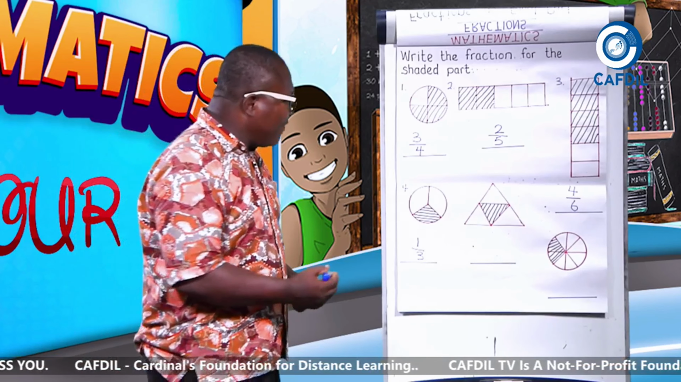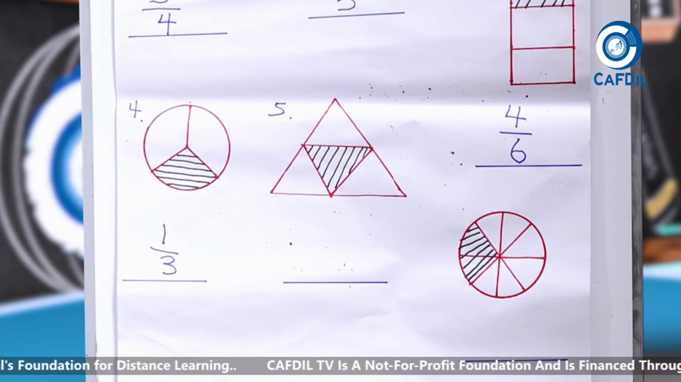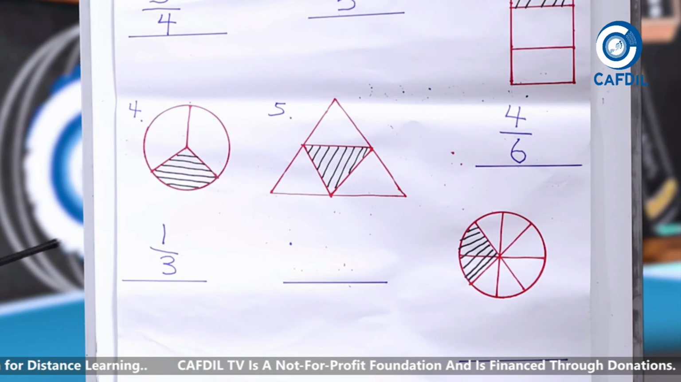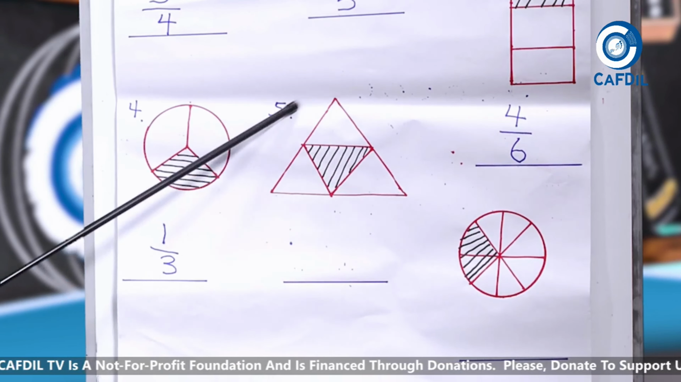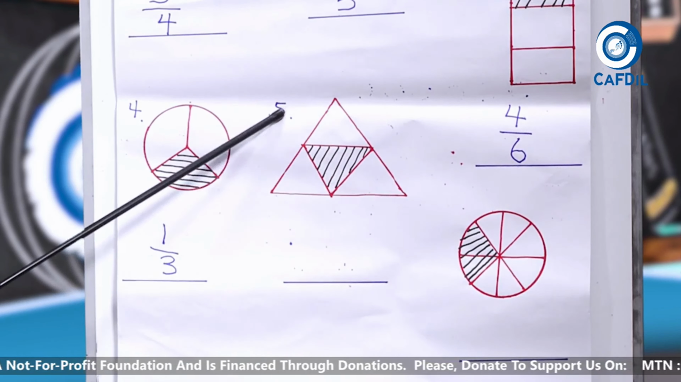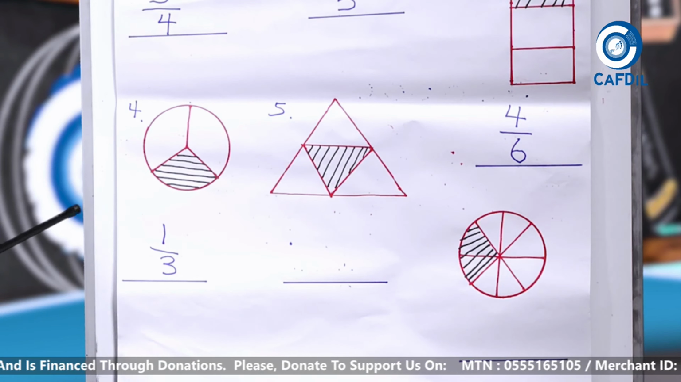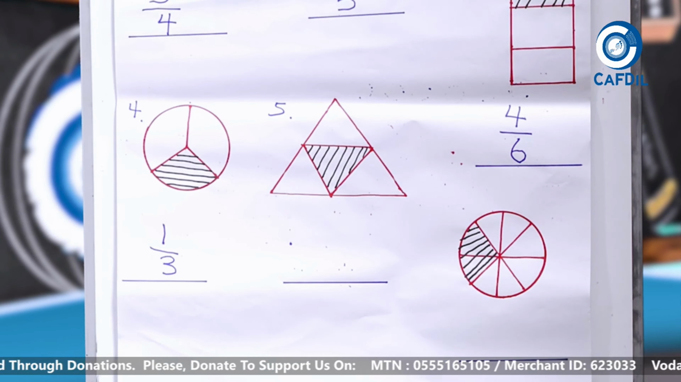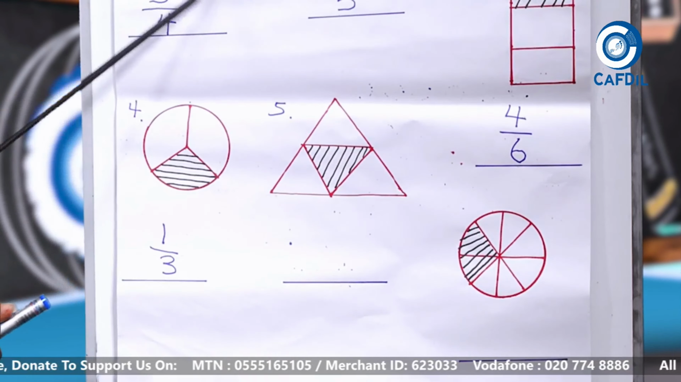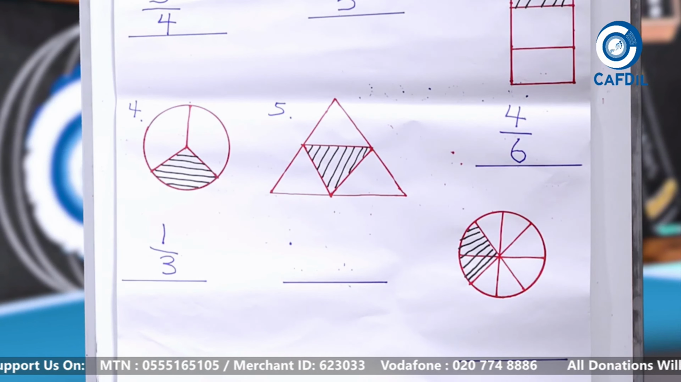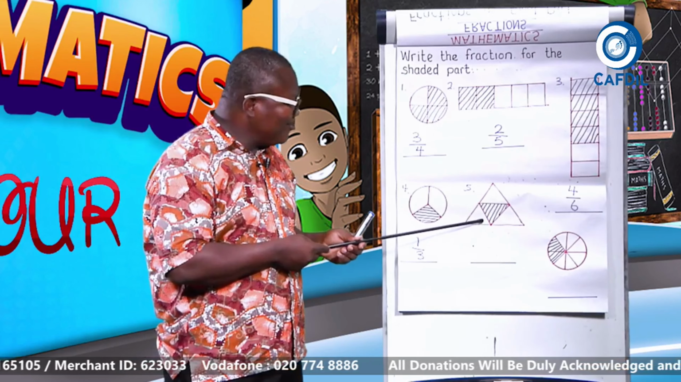Now let's look at the 5th one. What is the name of this shape? Or what shape is this? It's a triangle. Good. Even KG people are aware of these shapes. All these shapes, those in KG, even those in the nursery, they are familiar with these shapes. So this is a triangle.